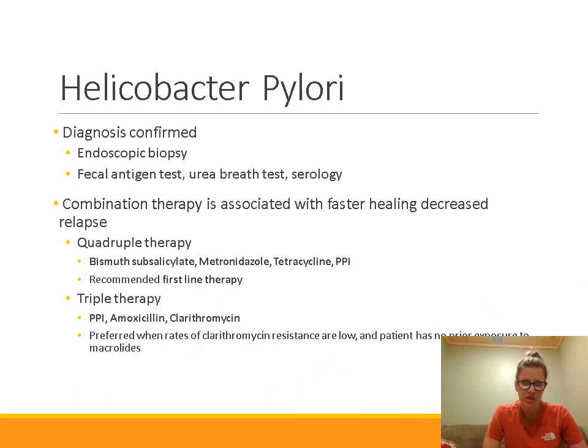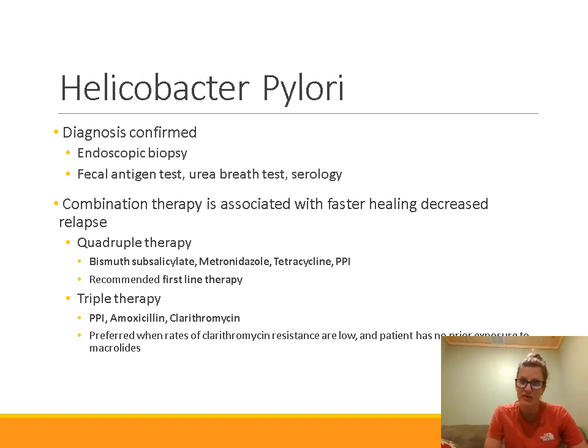We'll start by talking about Helicobacter pylori, or H. pylori. H. pylori diagnosis needs to be confirmed in order to treat for H. pylori specifically. When patients present with signs and symptoms that are indicative of gastric ulcers, we do test for H. pylori. H. pylori can be confirmed with endoscopic biopsy of the ulcer or much more easily with a fecal antigen test, a urea breath test, or serology. When H. pylori diagnosis is confirmed, combination therapy is utilized to eradicate the infection and help heal the ulcer.